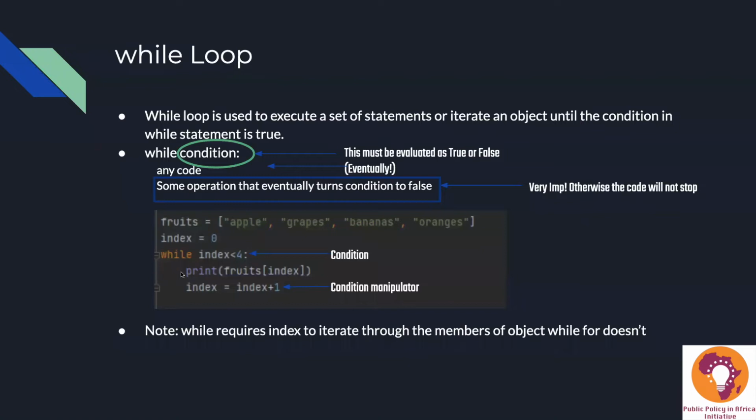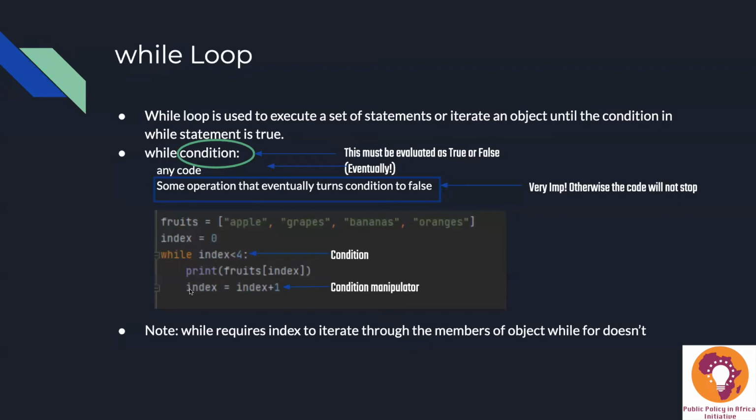And then indented underneath that, we have print fruits at index. Remember how we index or reference individual elements inside of a list: we use our square bracket notation, and then we put the index value in there. Since our index value in this particular case is an integer, on the first iteration of this loop we print fruits at index, so that'll print the value at index 0.